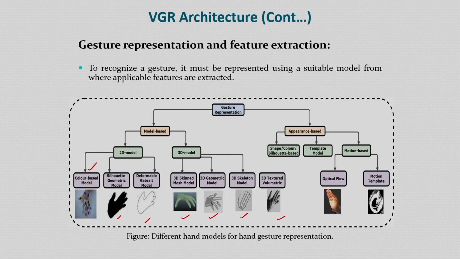And if I consider the appearance based model, in this case we can consider shape, color, silhouette based, or maybe we can consider template models, or maybe motion based models. For this we can consider optical flow for motion representation, or motion templates like the motion history image and motion energy image. By using these motion templates, we can model or represent a particular gesture.